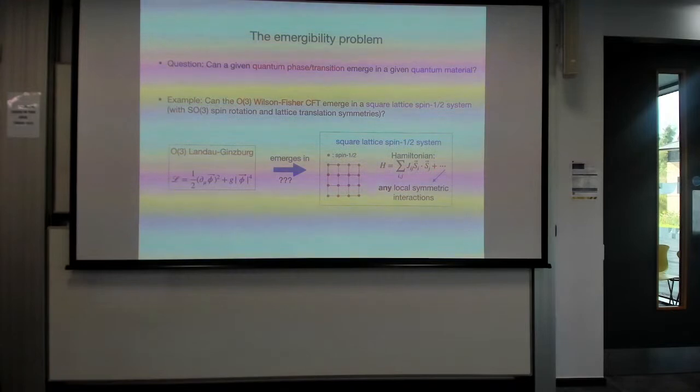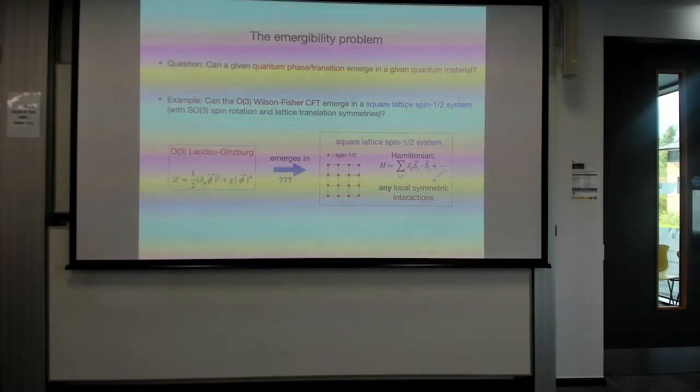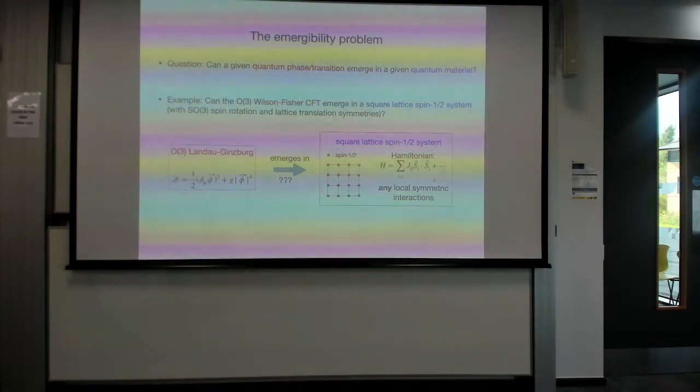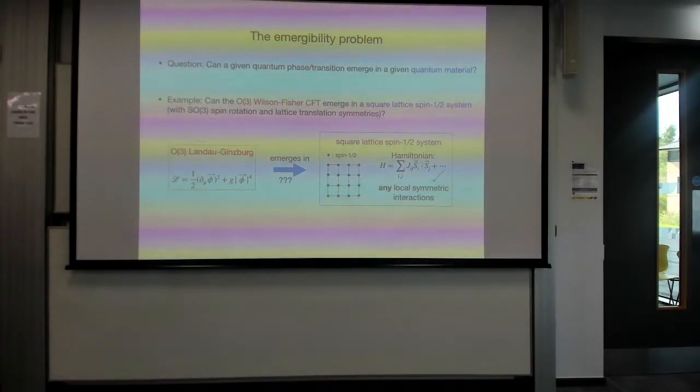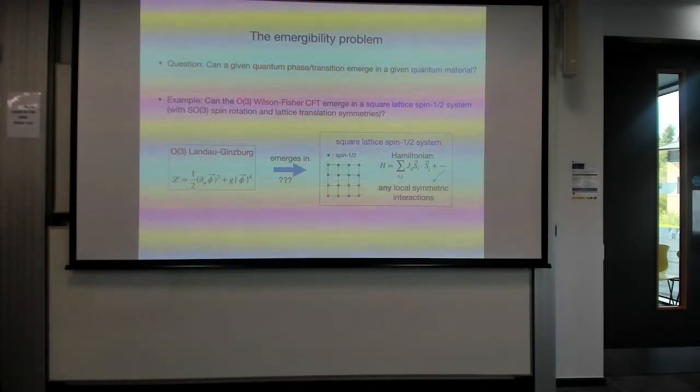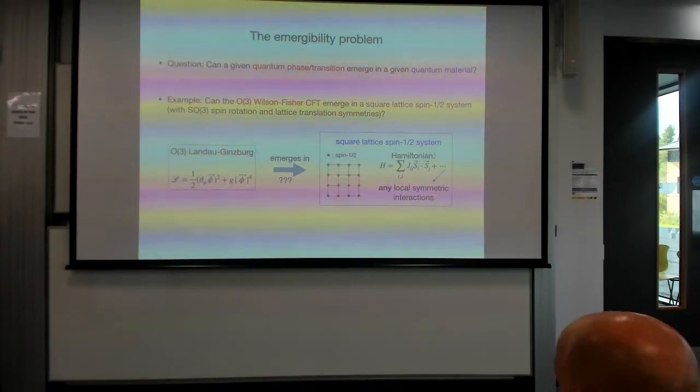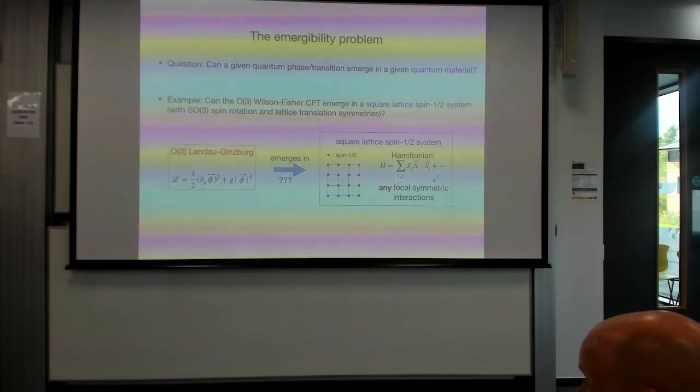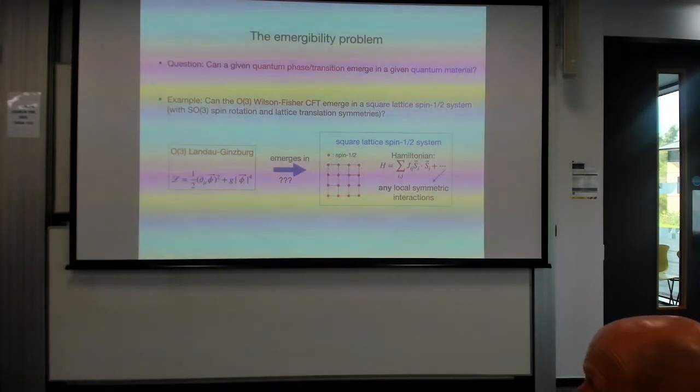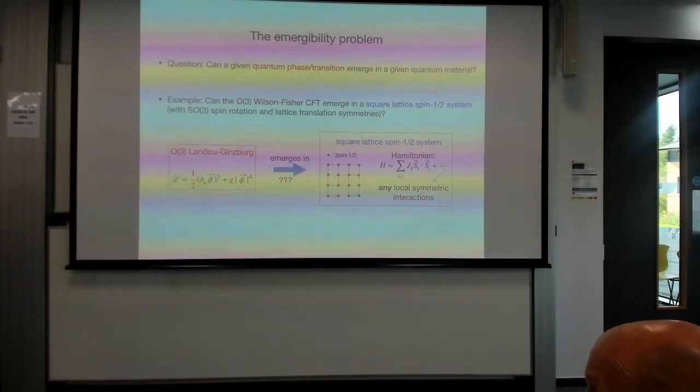And the meaning of this dot dot dot term is any local symmetric interaction. So that means as long as I have a Hamiltonian that's local, in the sense that spins far away do not interact with each other, and the Hamiltonian respects the symmetry, I will consider it a valid Hamiltonian. So I really have many, many choices of the Hamiltonian. And now the question is, by tuning all possible parameters of this big family of Hamiltonians, whether there's at least one choice of the parameters so that the low-energy physics of the ground state can be described by the O(3) Wilson-Fisher theory.